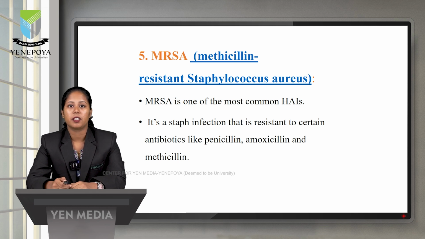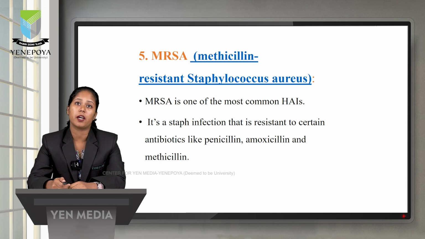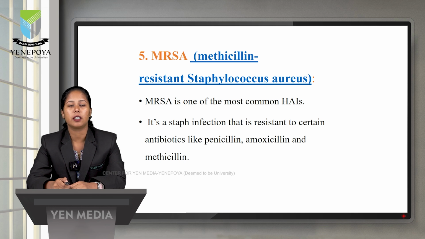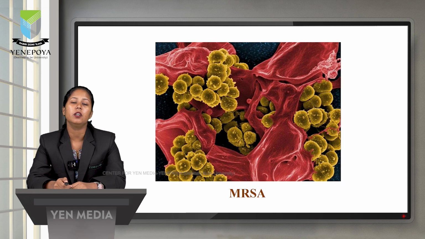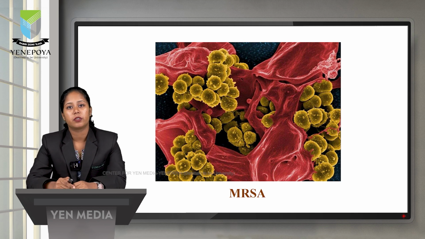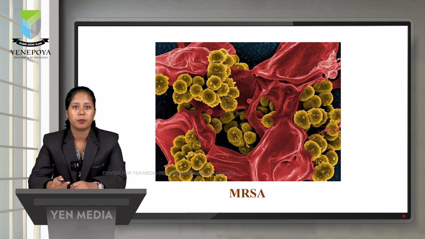Fifth one is MRSA, methicillin resistant Staphylococcus aureus. MRSA is one of the most common HAIs and it is a life-threatening condition too. It is a staph infection that is resistant to certain antibiotics like penicillin, amoxicillin and methicillin. This infection is resistant to a maximum number of antibiotics. So when a patient has MRSA, we have to be very careful and isolate the patient, because MRSA might be transferred either by direct contact or through contaminated instruments also.